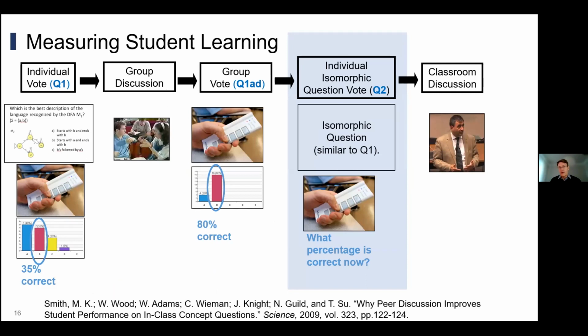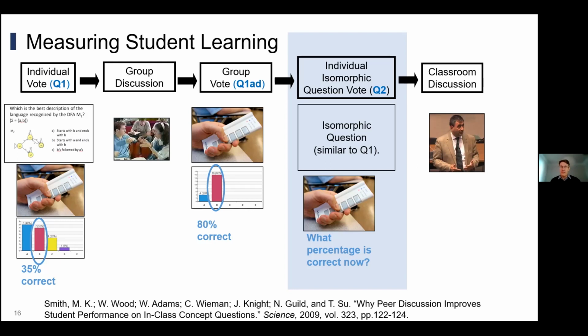Here, she added a new isomorphic question after that group discussion vote. So they have their group discussion, and then before I talk about the answer, I pose a new question that tests the exact same concept, but it's different in some of the details. And here, what I want to know is what fraction of the students will answer this isomorphic question correctly.